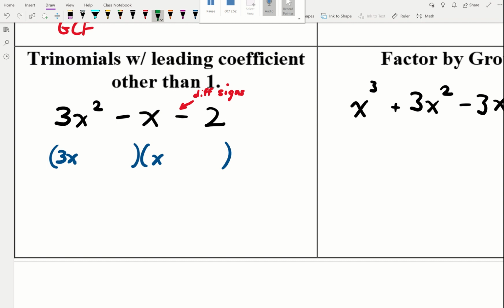Now, the last terms I'm looking for are going to have to multiply to this 2, which the only option is 1 and 2. So if I put the 1 here and the 2 here, I've got to multiply to get this. So 2 times 3 is 6x, 1 times 1 is 1x. That's not going to work. But if I put the 2 here and the 1 here, 3x times 1 gives me 3x, 2 times x gives us 2x, which if the 3 is negative and the 2 is positive, I can get the negative 1x that I need. And these are the factors.